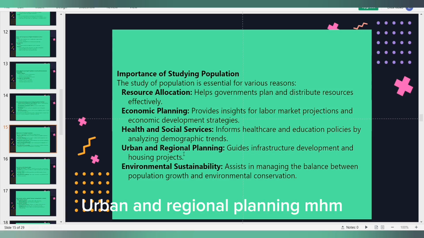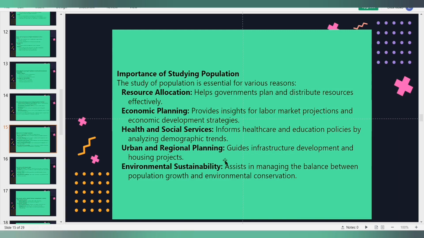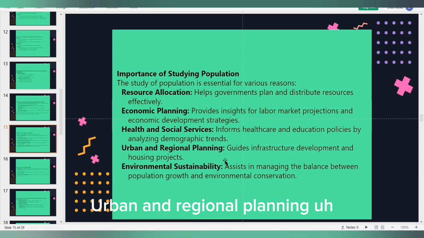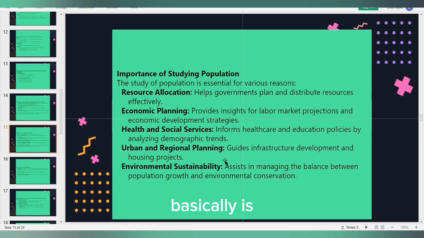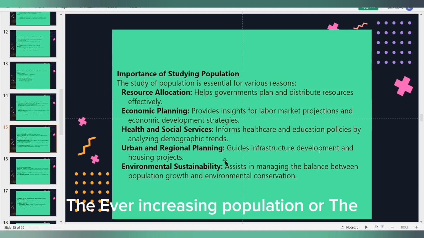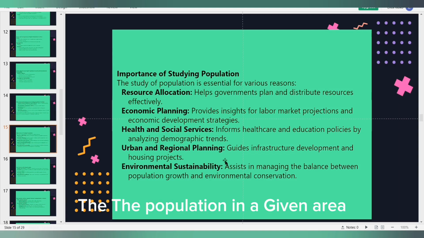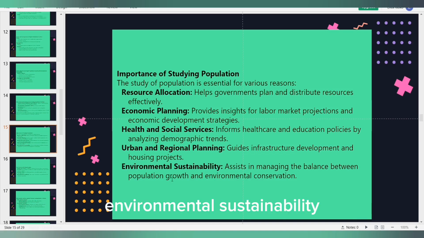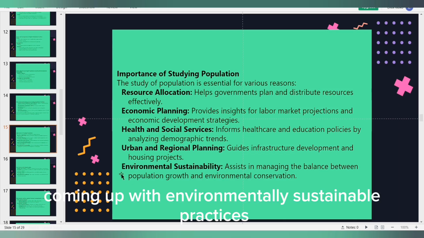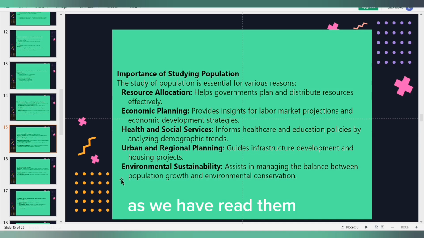Urban and regional planning. Urban and regional planning is basically how we can plan urban centers so that they can accommodate the ever-rising population in a given area. Environmental sustainability. It helps us in coming up with environmentally sustainable practices. Yes, we have read them.